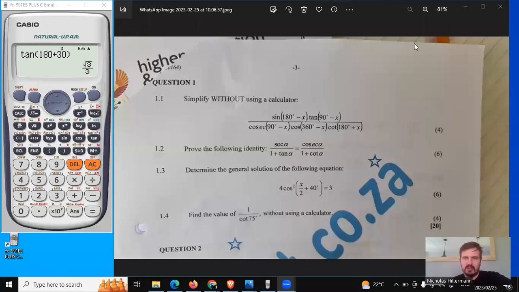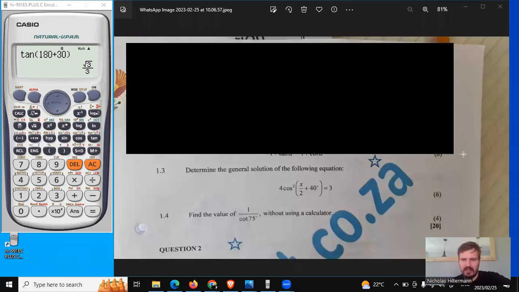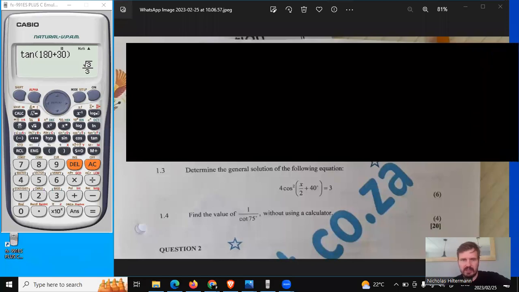Okay, so if we look at 1.3, what I want to do is just use this as an opportunity to look at the cos graph and then explain a couple of concepts which make things a bit easier. Okay, so let's look at a cos graph.